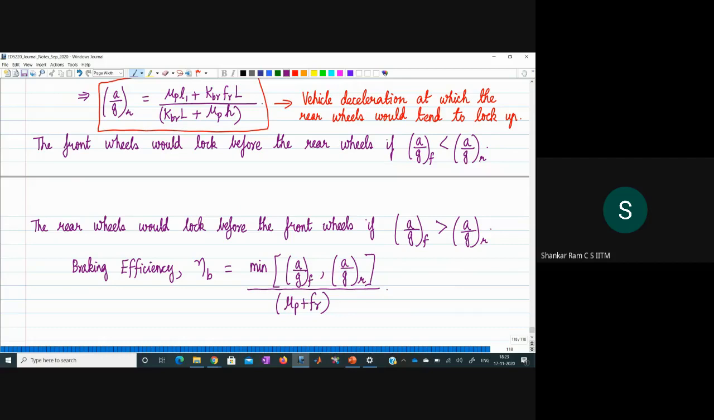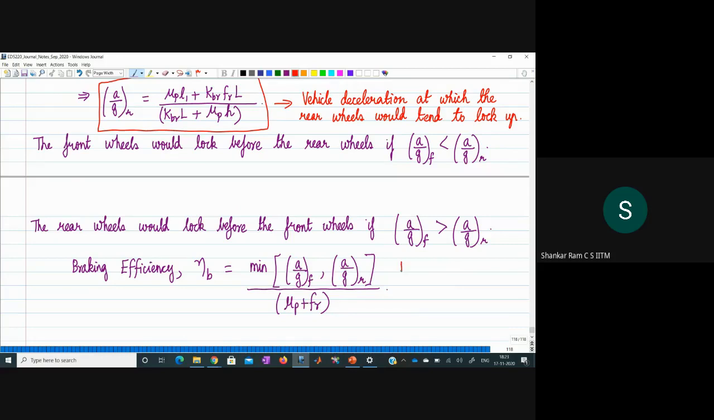All right. What do we have in the numerator? In the numerator, we take the minimum of the two decelerations, right? Because if A by GF is 0.7 and A by GR is 0.9, it doesn't make any sense for us to go beyond 0.7 for the normalized deceleration, because beyond it, the front wheels will lock and we will get into an undesirable scenario. So consequently, that is why in the numerator we are putting the minimum of the two quantities.